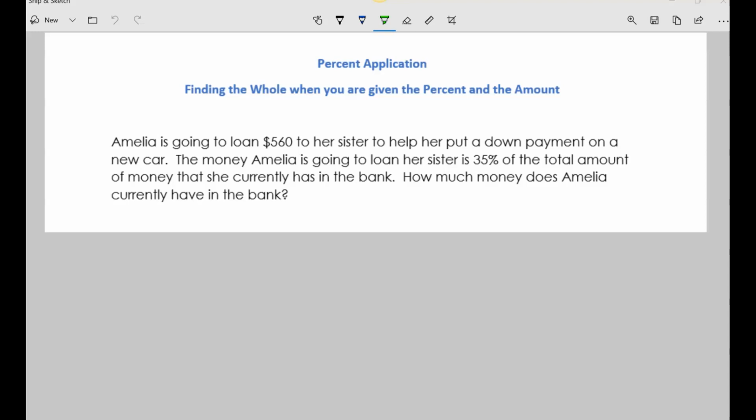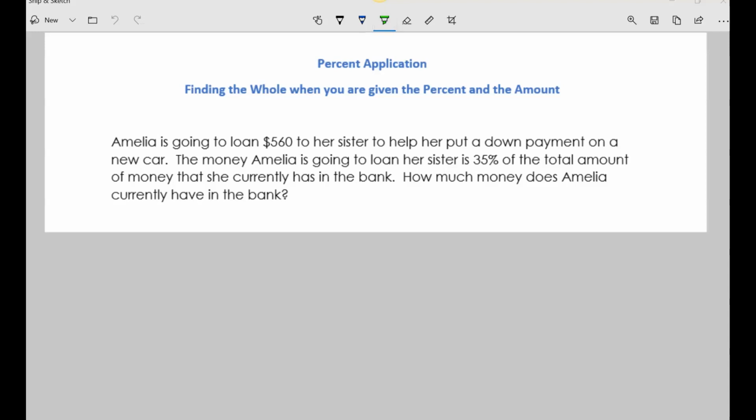So Amelia is willing to give 35% of her money to her sister. When she hands that money over, it's going to be a total of $560. Now, that $560 came from her savings account or her bank account. We're trying to figure out how much does she have in her bank account, so that when she takes 35% of it, that amount is $560.